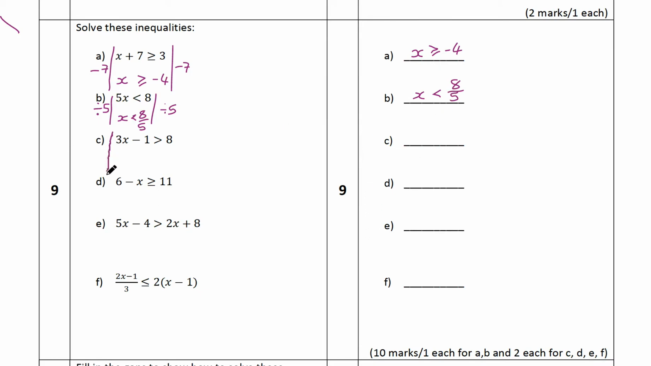This one, 2 steps involved with this one. We're going to add 1 first, leaving us just 3x on the left. Don't forget to add 1 on the right, giving us 9. And then divide by 3. I know there's not a lot of space on this question. You can always use a bit of space elsewhere. That will give us x is greater than 3.